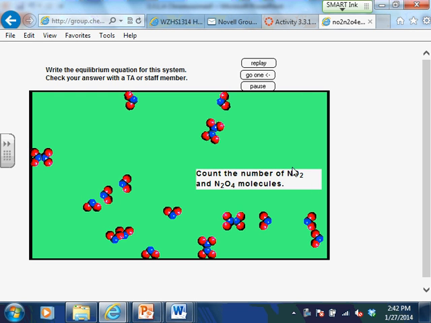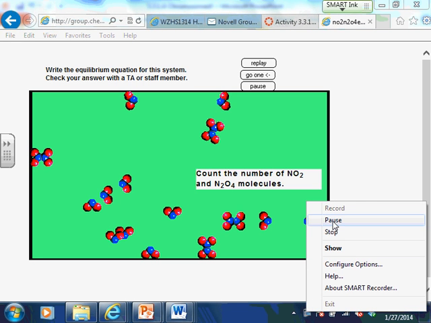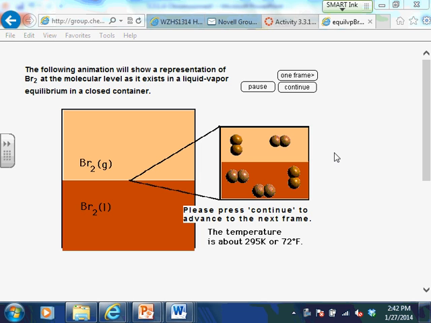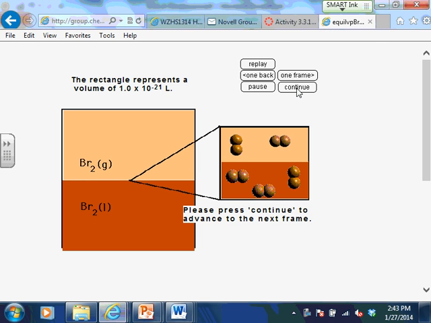So then let me pause this again, and we'll go to the last animation here. Okay, last animation here. The first instruction on the question says, when the animation stops, count the number of Br2 liquid and Br2 gas molecules present, and what do you observe? So this one is actually showing a liquid-vapor equilibrium, so it's not actually even considered a chemical reaction, it's just a physical process. The rectangle represents a volume of 1.0 times 10 to the negative 21st liters, so a very, very small area, okay?